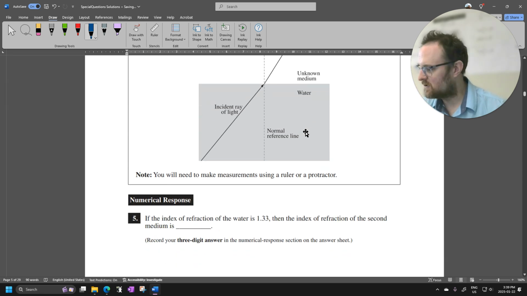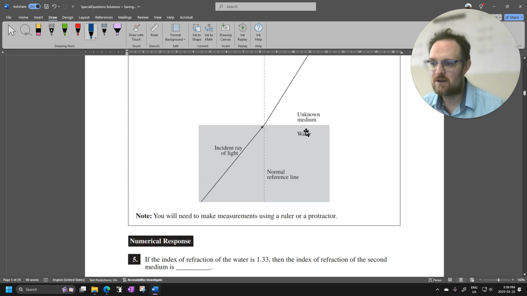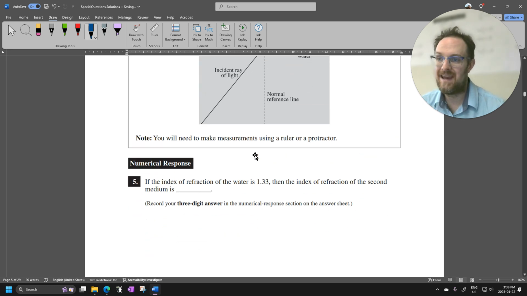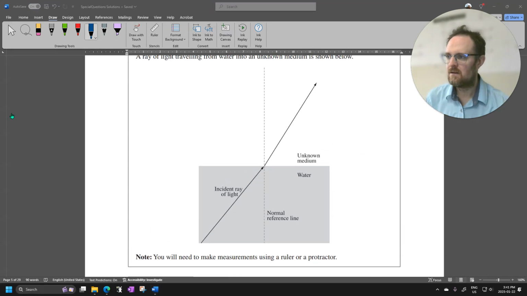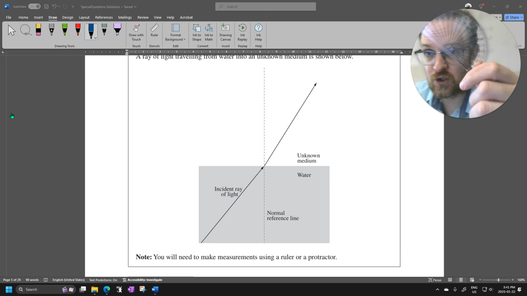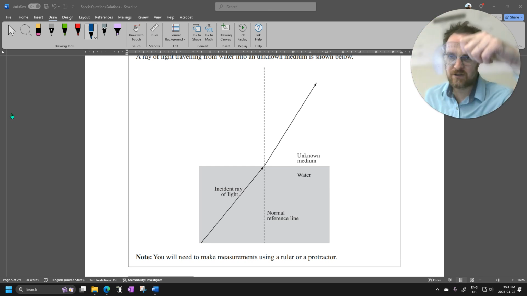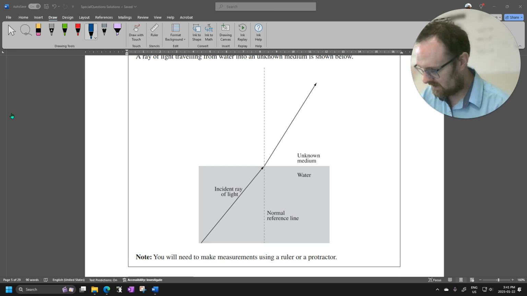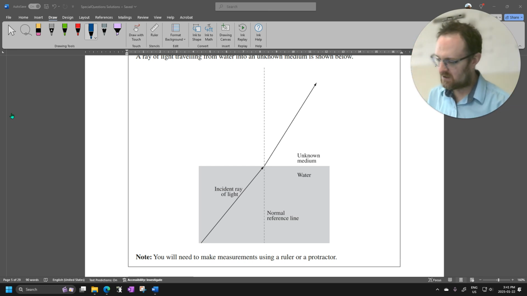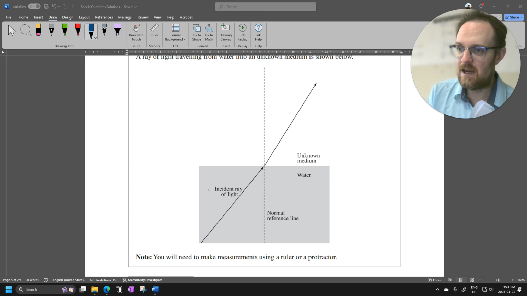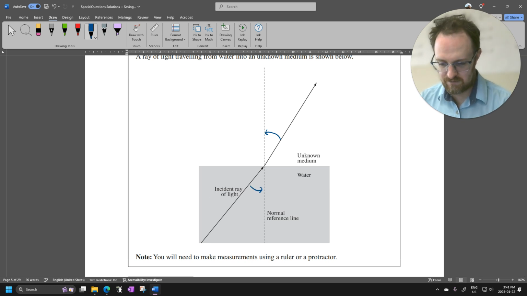Okay, so this one here, we're going to have to do some measurements on this picture. We're going to determine the index of refraction of the second medium, based on the measurements that we pick. So we're going to pull out our protractors here, and we're going to measure the appropriate angle. I've got my picture in front of me. The first angle I'm going to measure, we always want to measure towards the normal line. So this angle here is one I want to measure, and this angle here is the other one I want to measure. So I'm going to measure those two.